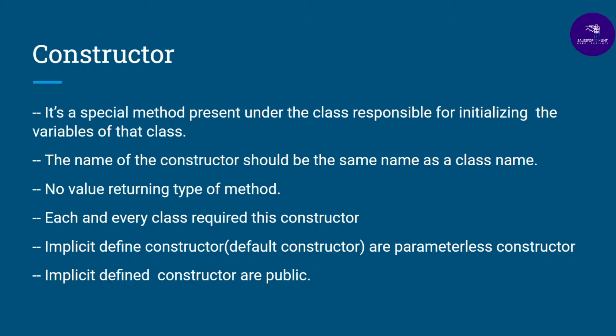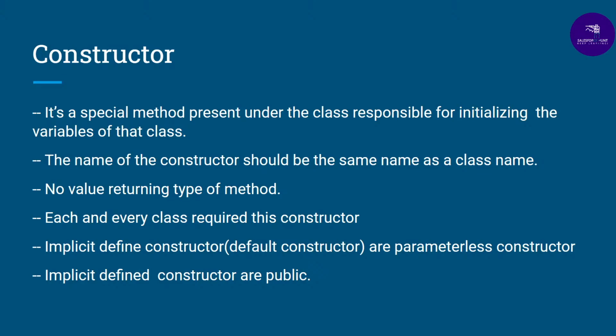Each and every class requires a constructor. The implicitly defined constructor is called the default constructor. If you don't define anything under your class, it has a default constructor. The default constructor is always a parameterless constructor, always remember. Then, implicitly defined constructors are public. Without public we cannot access anything related to this constructor, so it must be public. Without public we cannot access this implicit constructor.